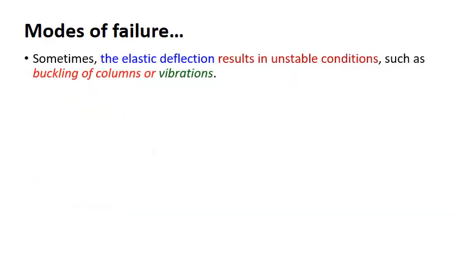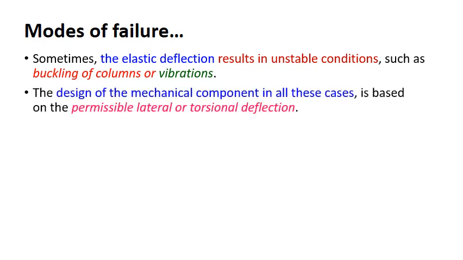Then elastic deflection can also result in unstable conditions like buckling, right? See, buckling is simply the lateral deflection of a column subjected to compressive loads, or it can lead to vibrations also. So in such cases, we will look at the permissible lateral or torsional deflection. We will set the limit on this. What is the design criterion? Again, the same rigidity only.